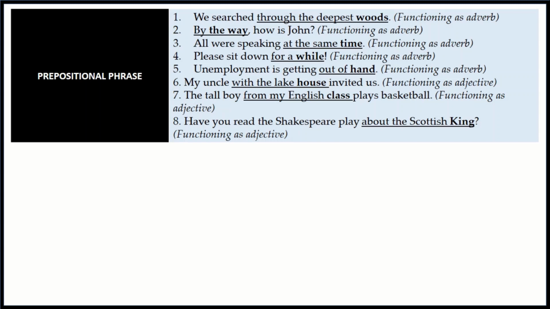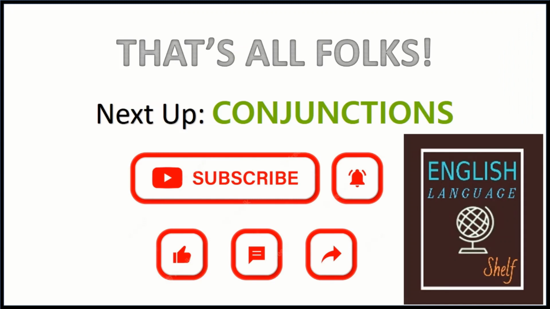So that's all about prepositional phrases and many other types of prepositions. In this you can see all the bold words, the way, time, while, hand, house, class, and king, they all are objects of prepositions. That's all, friends. We are done with prepositions. Next up, we will discuss conjunctions.